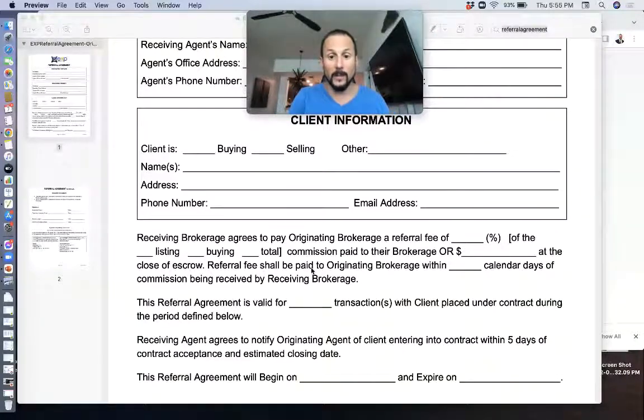The referral fee shall be paid to the originating brokerage within X amount of days. So after it closes, how many days are you giving them? I usually put like 10 days in here. It's arbitrary. You can put 7 days, 3 days, whatever you want to do. I just, 7 to 10 days is standard.